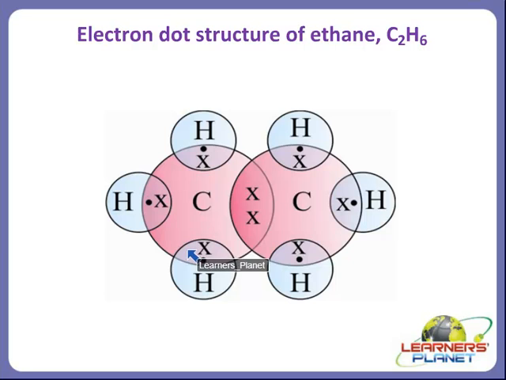Now, is the octet of carbon complete? Let's count the number of electrons with the first carbon. 1, 2, 3, 4, 5, 6, 7, 8. So the octet of the first carbon is complete. Now let's see the octet of the second carbon. Is it complete? Yes, it is also complete. So carbon is completing its octet, or attaining a noble gas configuration, by covalent bonds.